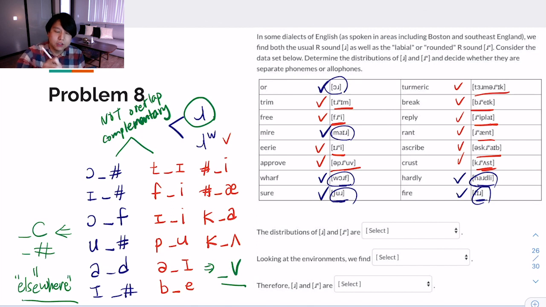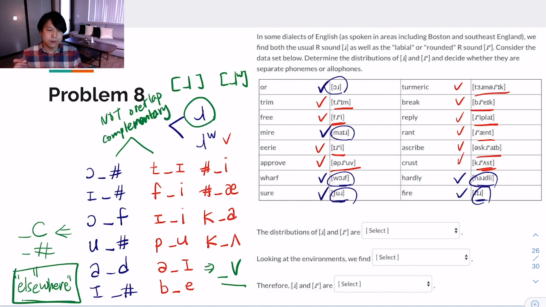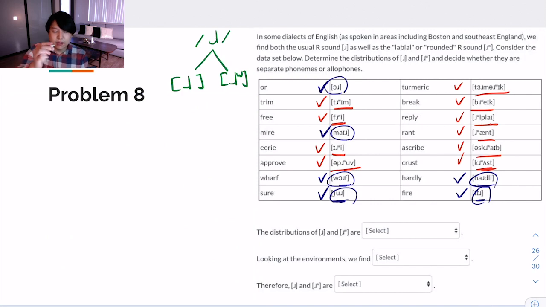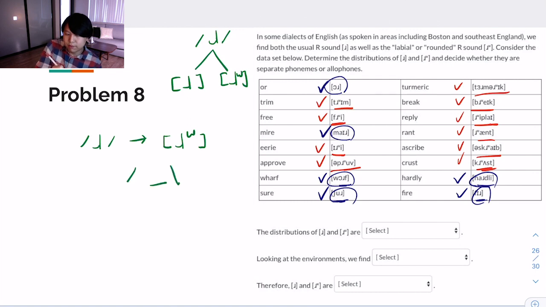Therefore, they are two different sounds, two different allophones of a single sound. And always the elsewhere allophone is said to be the default phoneme. So we can say something like this, and then we write a rule: this phoneme is realized as labial R where they are before a vowel.